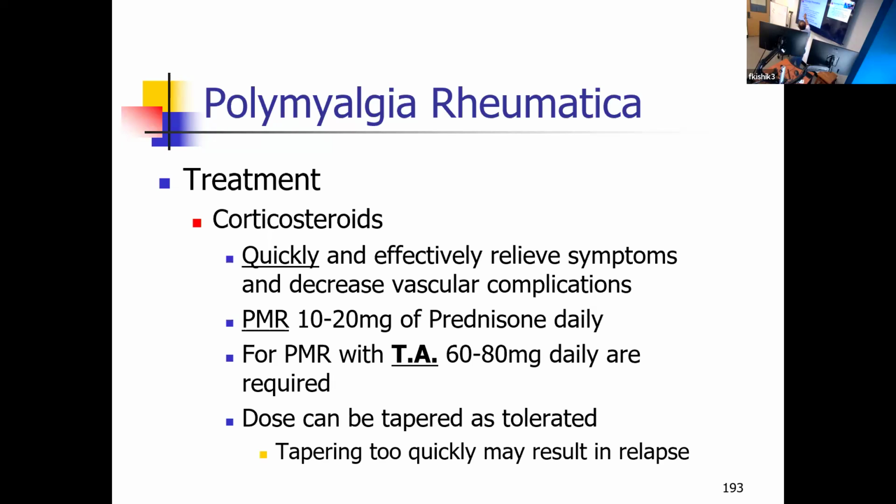You want to start the patient on between 10 and 20 milligrams of prednisone. Now, this is for someone who just has polymyalgia rheumatica. If you have polymyalgia rheumatica with temporal arteritis, then these numbers go up. Between 60 to 80 milligrams of steroids are given daily.